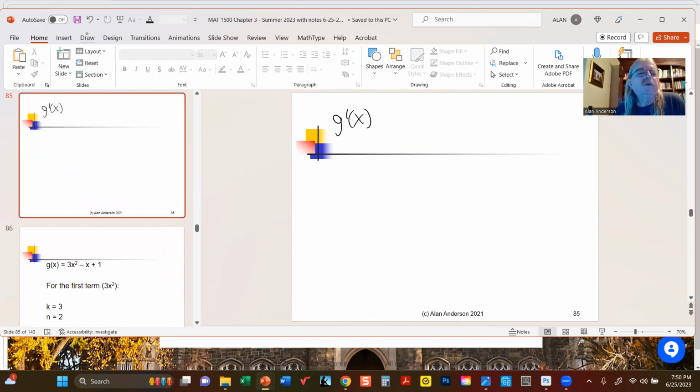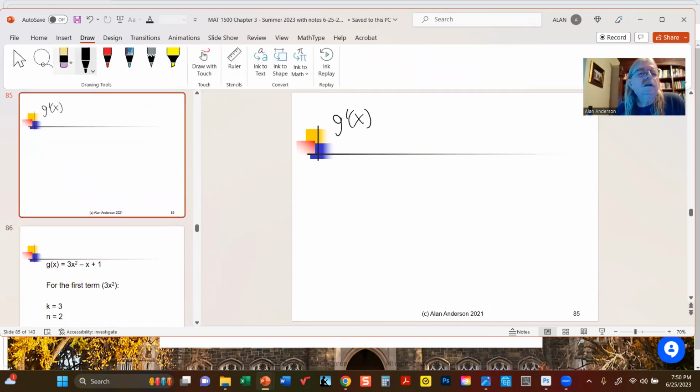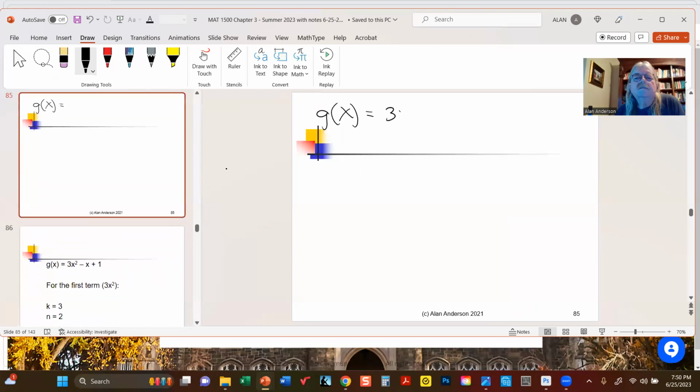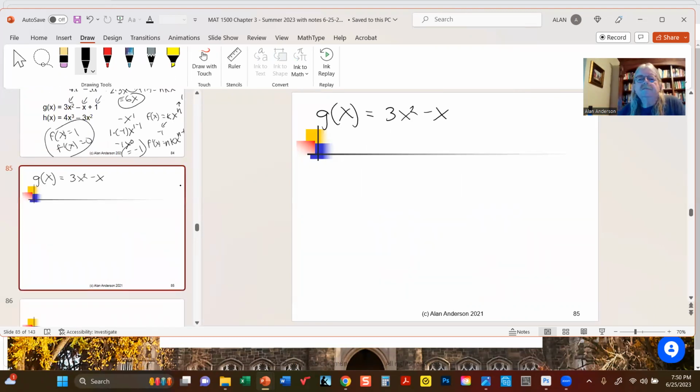Well, actually, let me just rewrite the whole thing. If g of x is 3x squared minus x plus 1, g prime of x, we just showed, is equal to 6x minus 1.